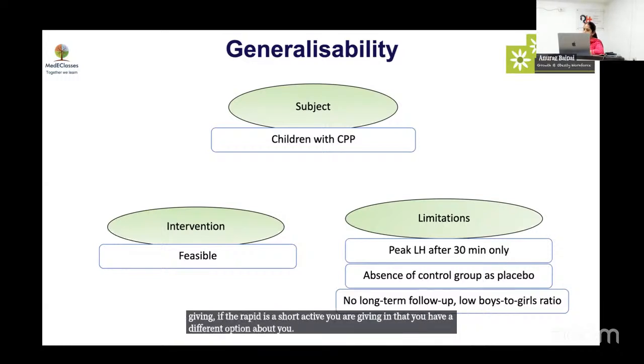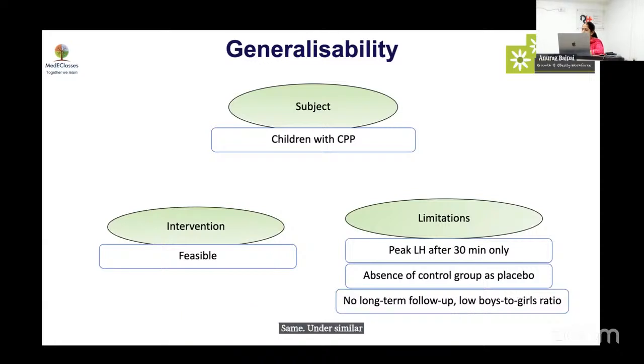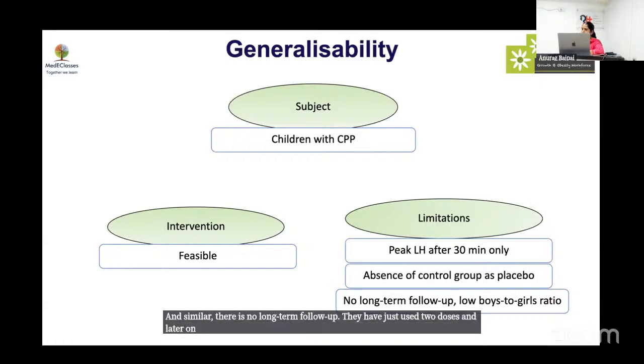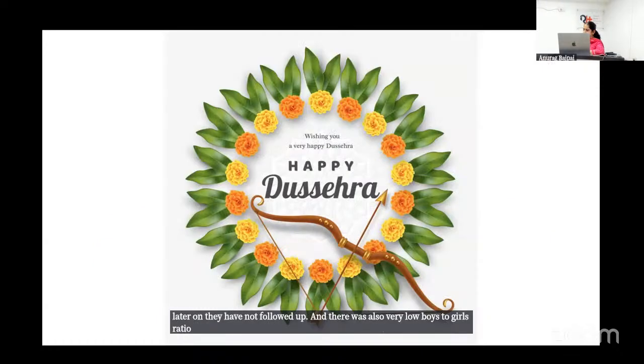Similarly, there is no long-term follow-up. They have just used 2 doses and later on, they have not followed up. And there was also a very low boys to girls ratio. So that's it. Thank you.